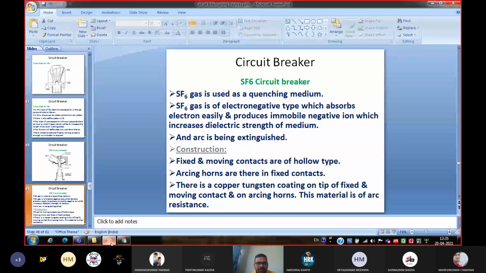Now, if we see the construction of the SF6 circuit breaker, in each and every circuit breaker we have two contacts, that is the fixed contact and a moving contact. In this SF6 circuit breaker also there are fixed and moving contacts which are of hollow type, and the arcing horns are also there with the fixed contact.